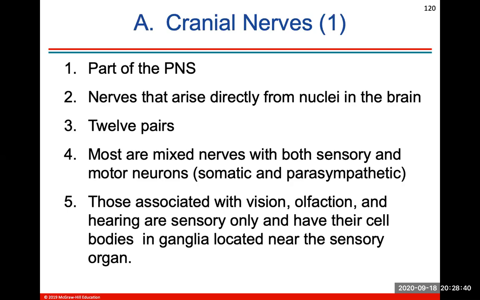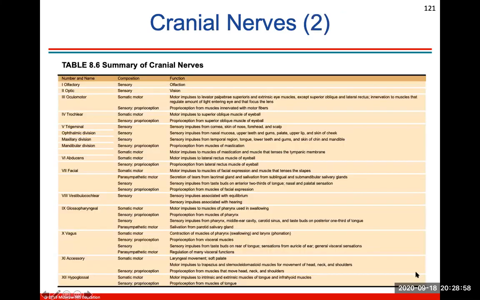You have 12 pairs of them, and most are mixed, which means they will have both sensory and motor neurons. So we say they are somatic and parasympathetic. Those associated with vision, olfaction, and hearing are sensory only and have their cell bodies and ganglia located near the sensory organ. This slide is really hard to see, but this just gives you a good review of the 12 cranial nerves, what makes up the cranial nerves and their general function.